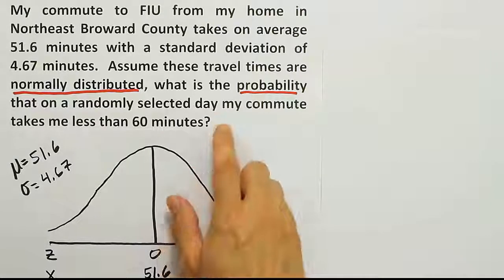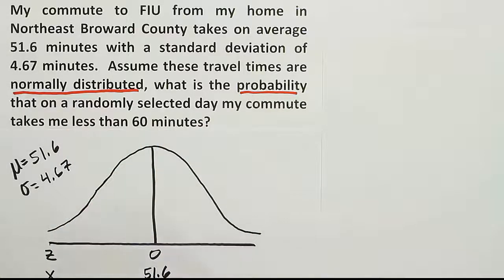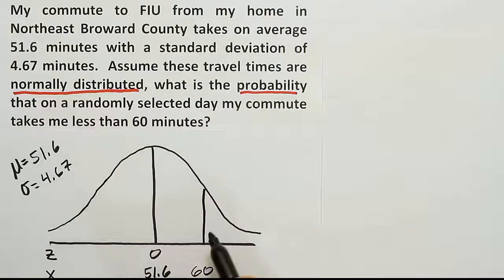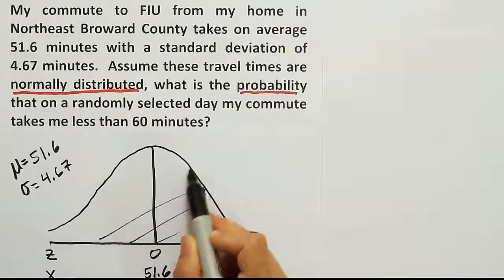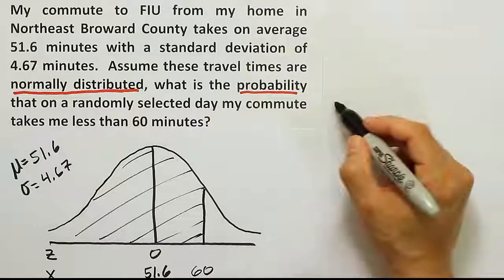Now we're looking for the probability that on a randomly selected day my commute takes me less than 60 minutes. Now 60 is to the right of 51.6, so I'll put it here on the curve on the right hand side. And less than means I should shade to the left. Okay, so there we have it, we shaded to the left. Now, next step normally after we shade the curve is to look up 60 on the z-chart and get my area, but I need to convert 60 into a z-score first. Okay, so let's go ahead and do that then.